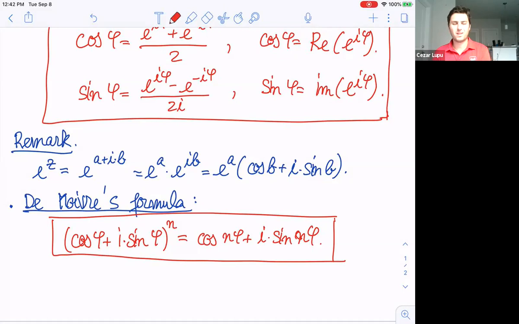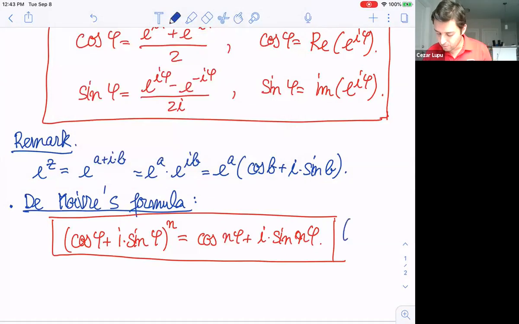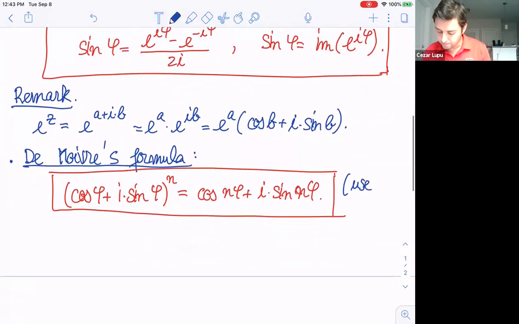The proof of this, I'm not going to go into because that's not the purpose of our class. You can just use induction. So I'll leave it to you as an exercise if you want. Use induction to prove this. And some trigonometric formulas, right? All right, that's one thing that I wanted to mention.